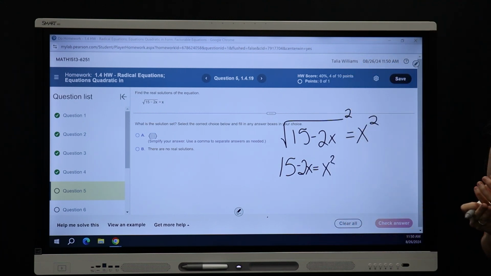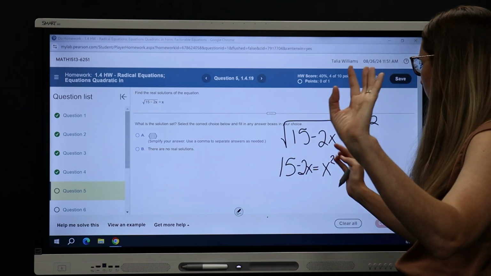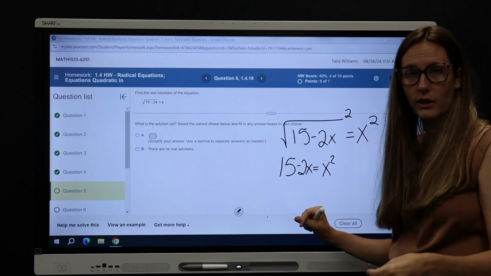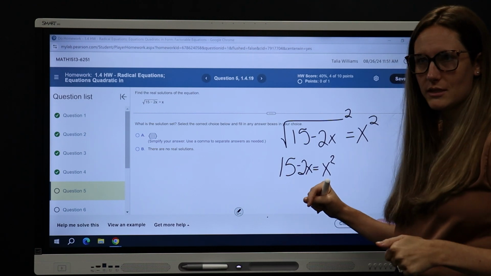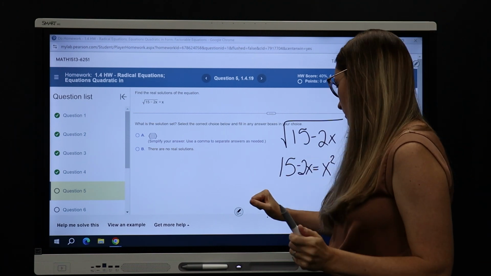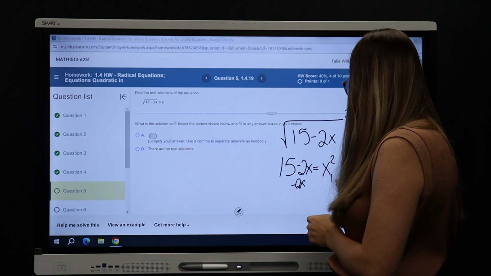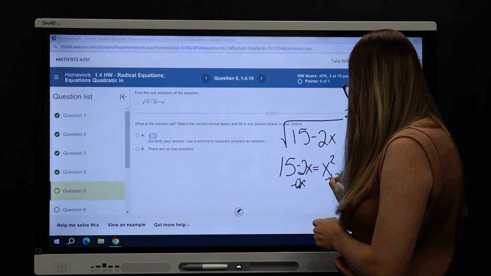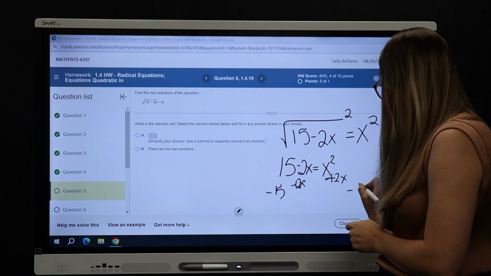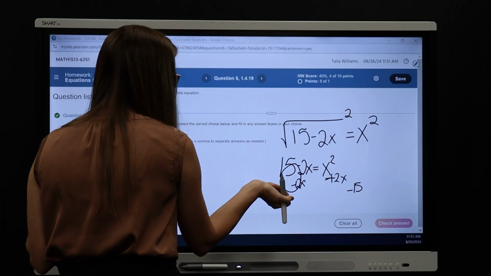So since I have an x squared, I'm going to keep my x squared positive, so I'm going to move everything to this side and set it equal to 0, because whenever I have x squared, I have to set it equal to 0 to factor it and find the answer. So I'm going to add 2x, because that's the opposite of subtraction. And I'm going to subtract 15, and I'm going to rewrite this. So I'm going to rewrite it right here. Everything's 0 on this side.